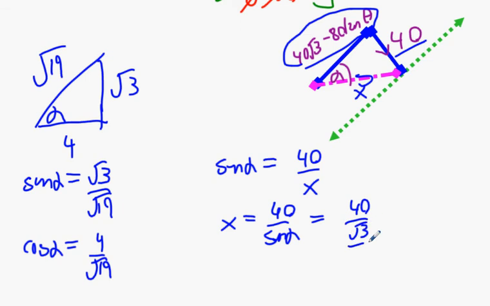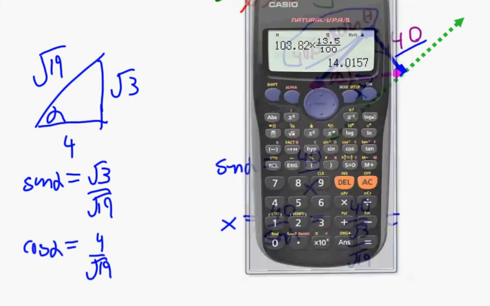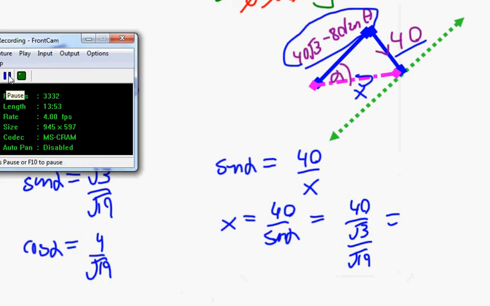Can somebody put that in the calculator for me? 40 divided by root 3 divided by root 19, which is 52.9 in decimals. Is it 52.9? Just one sec there, guys.